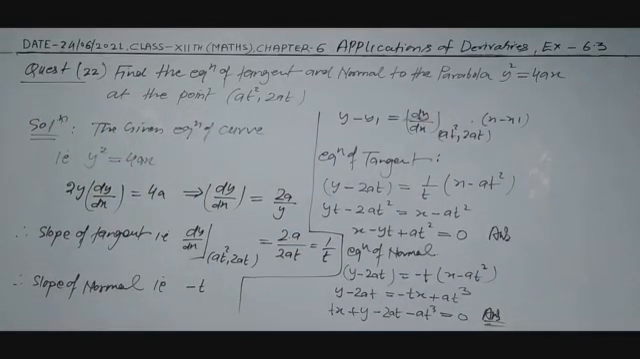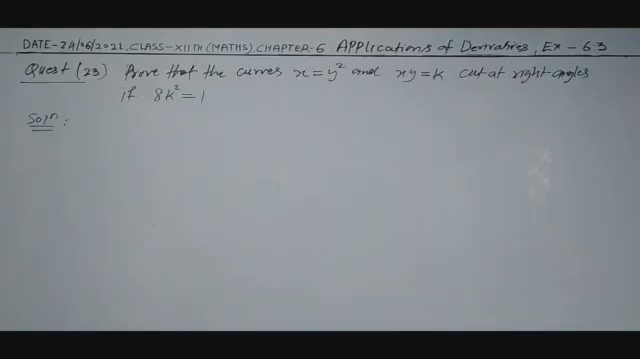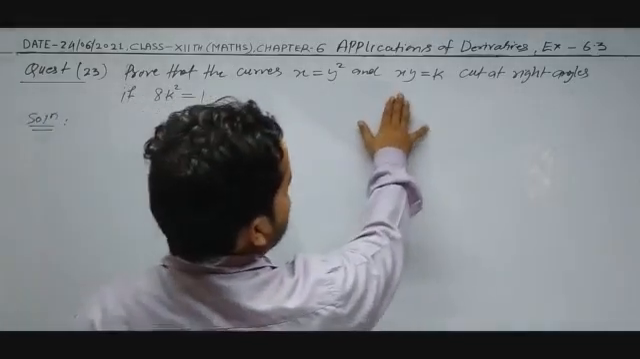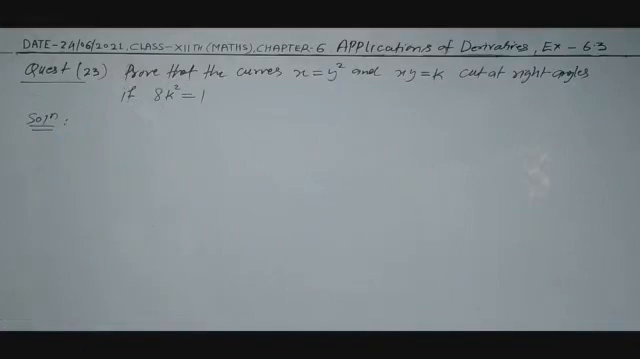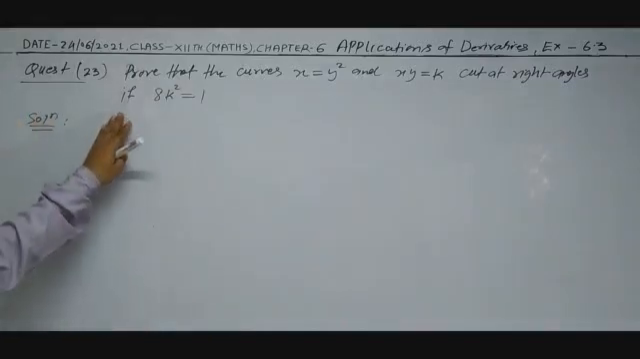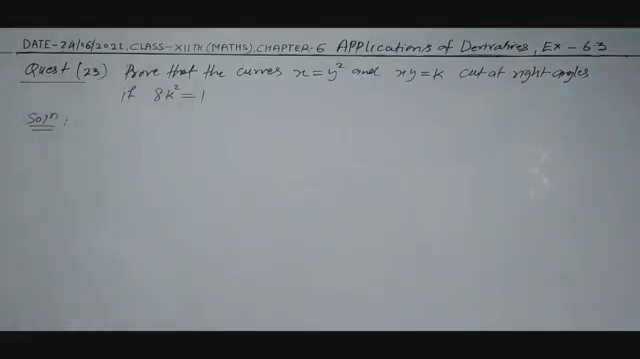Now come to the next question. Question number 23 is: show that the curves x is equal to y square and xy is equal to k cut at right angles if 8k square is equal to 1. Show or prove that the curves x is equal to y square and xy is equal to k cut at right angles. We have to show these curves cut at right angles. If this condition 8k square is equal to 1, you can use it in this expression, or you can also prove it.